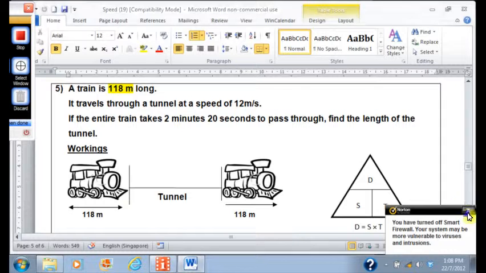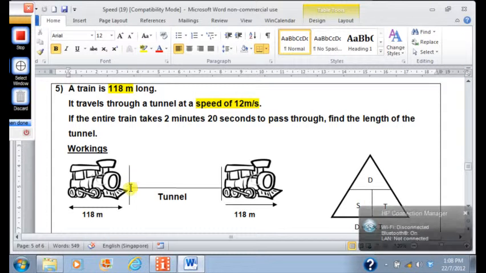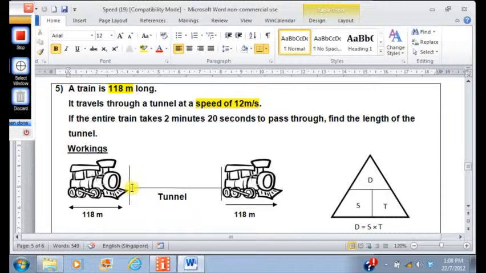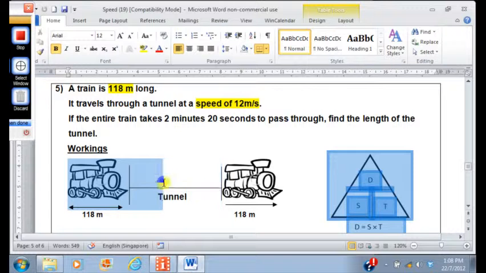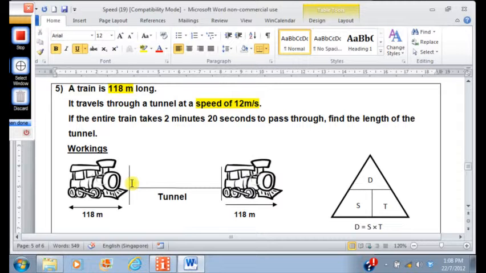Now when it travels through a tunnel of speed 12 meters per second, it will travel through the tunnel here. I'm going to show you where it's going to travel. Let me get this right first. So it's going to travel here. Sorry, technical glitch. So it's going to travel through here.